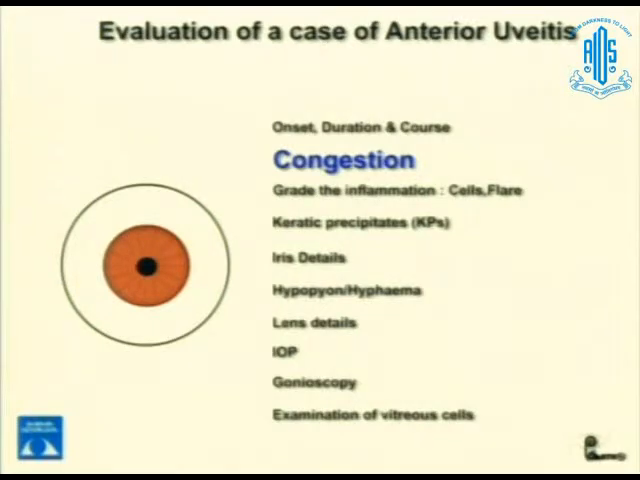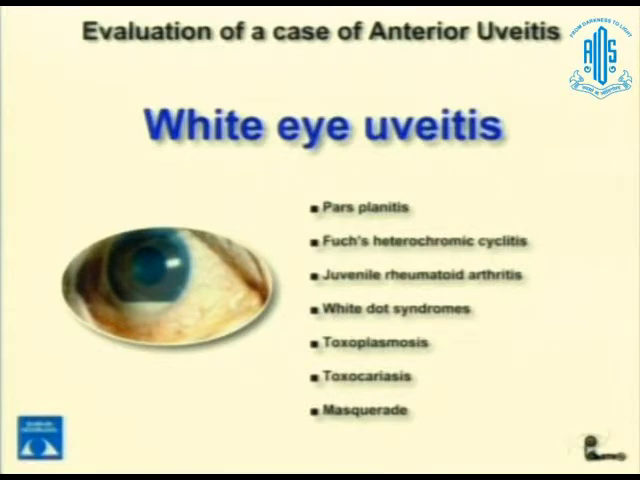Now, next important is the congestion. We are not going to discuss the differentiating between the episcleral congestion and conjunctival congestion, but sometimes uveitis can present even without congestion also. So those are termed as white uveitis. It's a very important question in the exam, both theory and for practical purpose also. The causes of the white uveitis are pars planitis, Fuchs' heterochromic cyclitis, juvenile rheumatoid arthritis, etc.